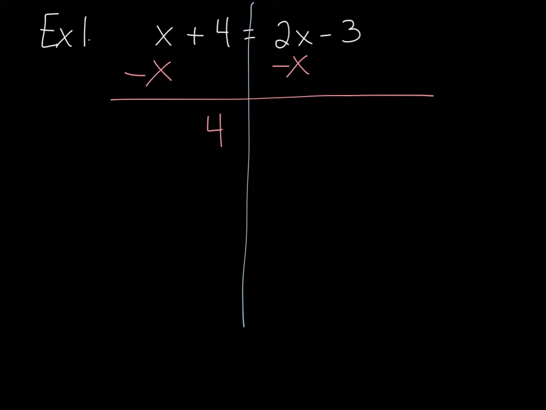So I would have 4 is equal to 2x minus x, which is x, minus 3, because that is a 1x there. And then now, of course, you're back to those types of problems that you've seen. You're going to add 3 to both sides, and you end up with x over here and a 7 over there. Okay? Fine, no problem.